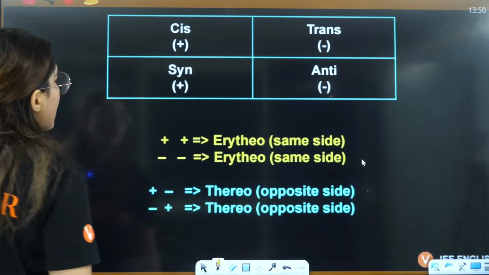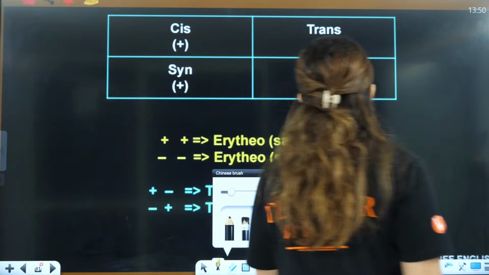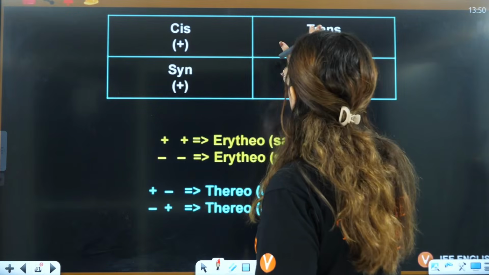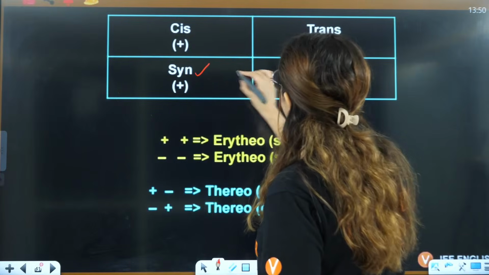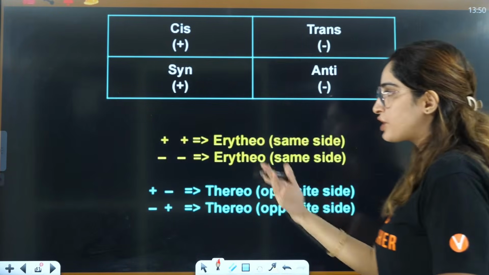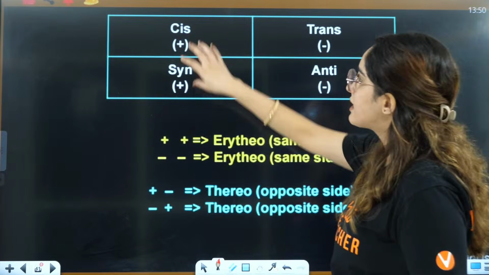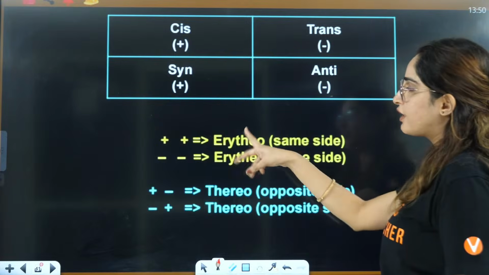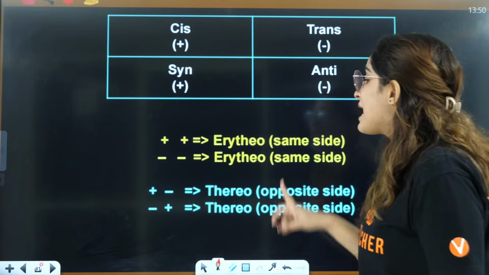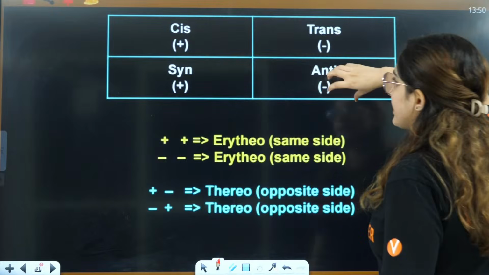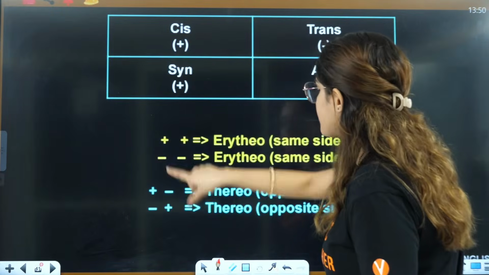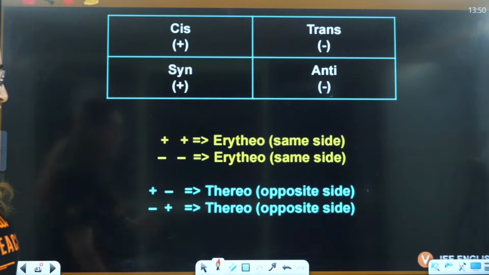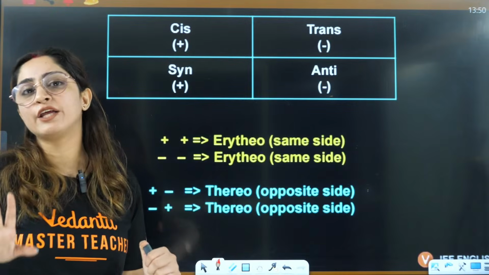Acha, do you remember this? I'll just revise this. If you have cis alkene or trans alkene, and syn addition or anti addition, what kind of addition you are doing? If it is cis and syn addition, or if it is trans and anti addition, it will be erythro product. If it is cis and anti addition, or trans and syn addition, then it will be threo product. If the signs are the same, it will be erythro. If the signs are opposite, it will be threo product.